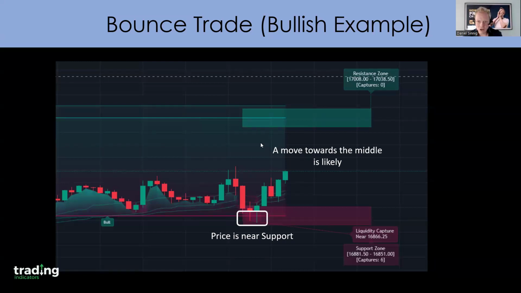I don't know what chart it is. I think it's NQ a while back, where price was nearing this level down here. This is a support level. You can see it here. It's called support zone. Price wicked down, came down, and then jumped up. Price was not able to penetrate this level and instead bounced towards the middle, in between support and resistance. We call this the bounce trade.